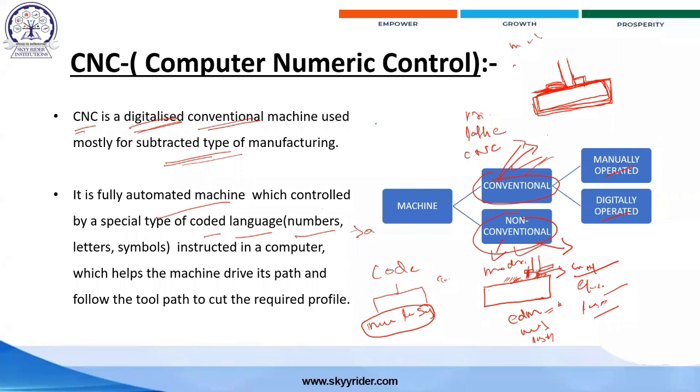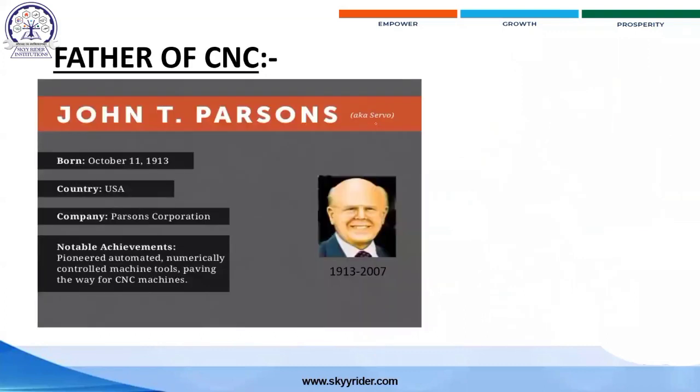Okay. Then John T. Parsons, also known as Servo, is the father of the CNC machine. He founded, or created, the CNC machine that we are using, or what we generally call an NC machine.